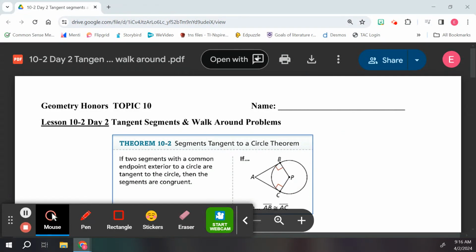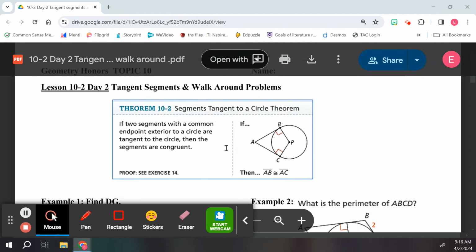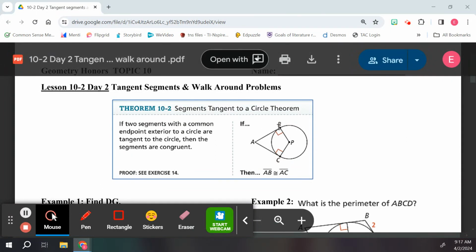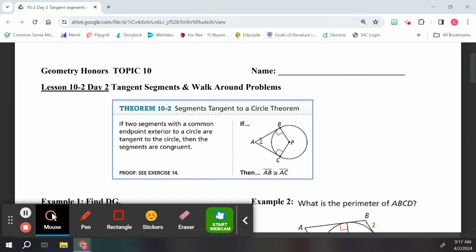Okay, so tangent segments and walk around problems. We went over this yesterday, but now here's the theorem behind it. If two segments with a common endpoint exterior to a circle are tangent to the circle, then the segments are congruent. So if you're looking at this, these are tangent. That means AB is going to be congruent to AC.